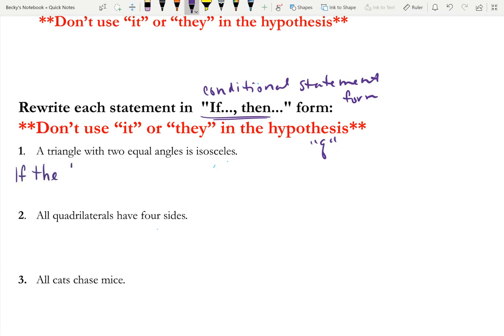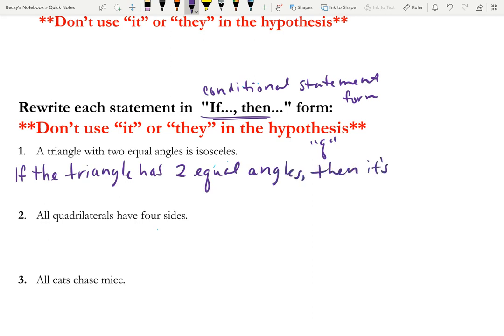If the triangle has two equal angles, then it's isosceles. Now, a couple things. Notice it is in the conclusion, which is fine. And it has the same exact meaning. The word triangles is at the beginning, like the original sentence. Isosceles is at the end, like the original sentence.